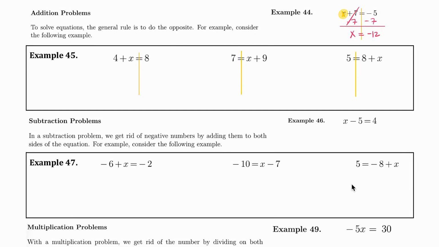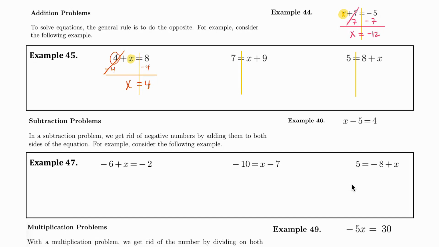So a few more one-step equation examples where we see addition in our problem. We have 4 plus x equals 8. We're trying to isolate the x, so we need to get rid of this positive 4 here. To do that, we're going to subtract 4, whatever we do to one side, do to the other side. 4 minus 4 is 0, and we end up with x equals 8 minus 4, which gives us 4.